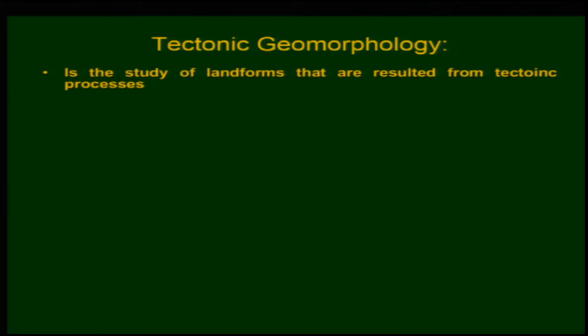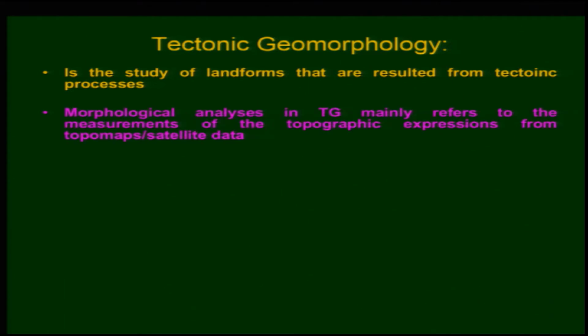of the surface, and if the surface morphology has been carved or sculptured by tectonic activities, or is influenced by tectonic activity, then this branch we term tectonic geomorphology. So, tectonic geomorphology is the study of landforms that result from tectonic processes. Morphologically, it mainly refers to the measurement of the topographic expression from topomaps and satellite data.